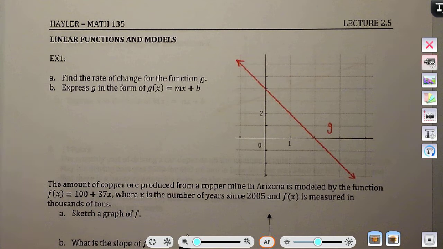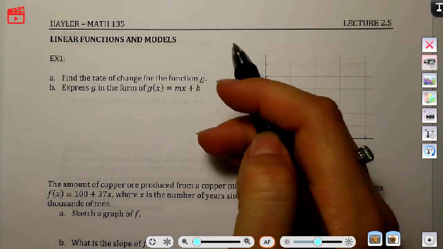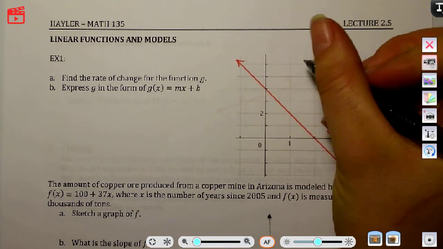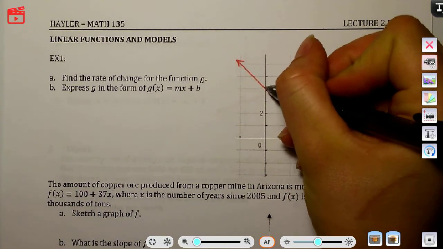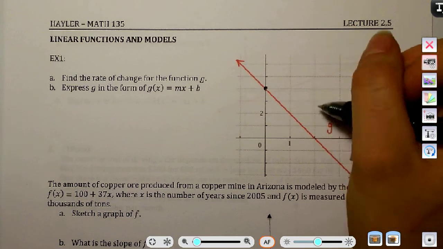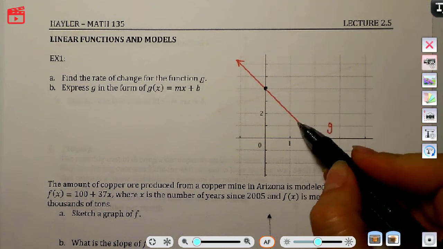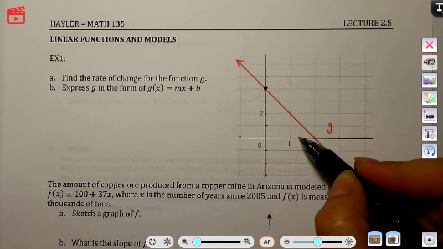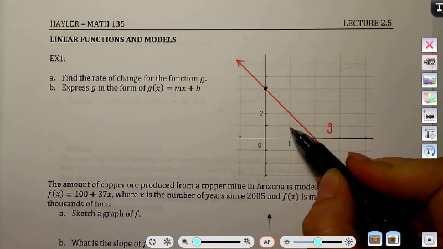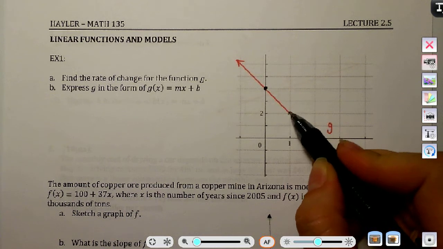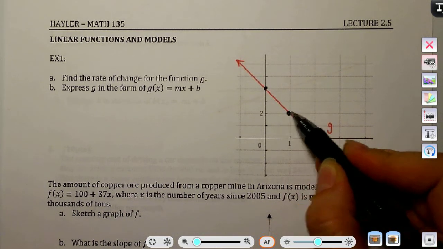We're going to find the rate of change for the function g. If this is a line, it's actually relatively simple to find the rate of change. What we're just going to do is find 2 points, and I'm going to find the ones that pass through the nice coordinate points. I wouldn't pick this point, for example, because I don't know if that's 1.5 or what that is. So I'm going to look for something where it crosses right on those lines. So I'll go with these 2 points.